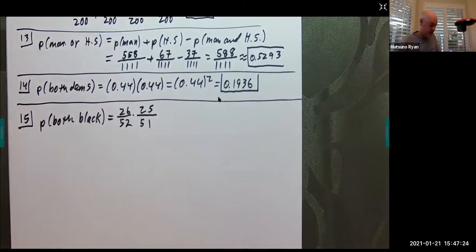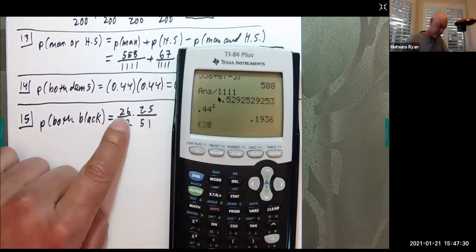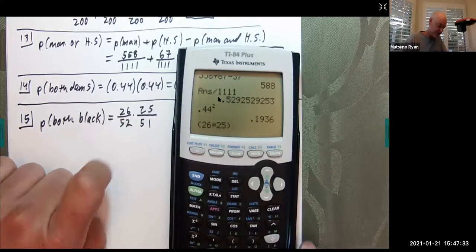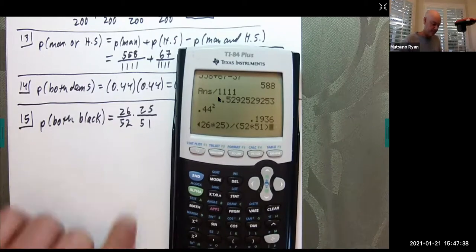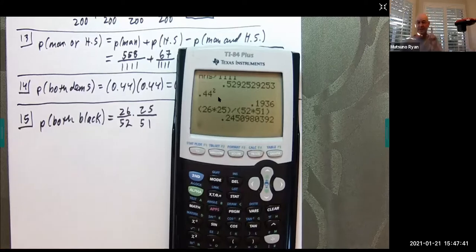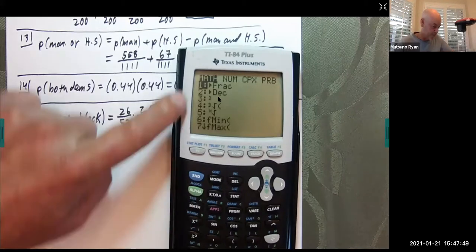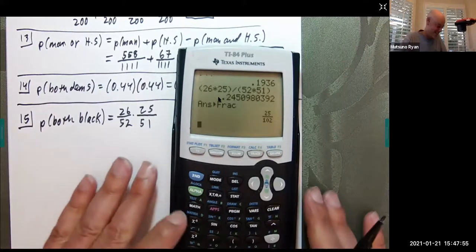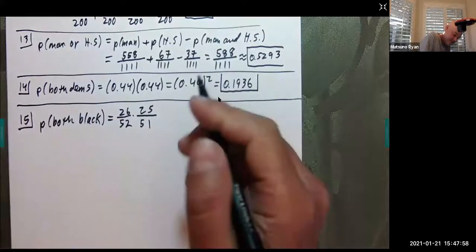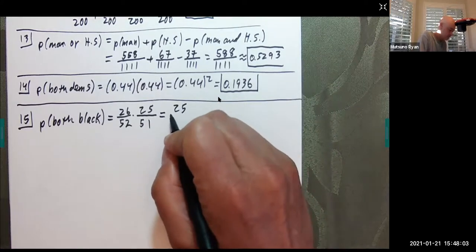And I want us to be careful here. I'm going to use parentheses. 26 times 25, close parentheses, divided by parenthesis, 52 times 51. Now you'll note I got a decimal answer and they specifically want a simplified fraction. Here's how you do that. I'm going to hit math. I'm going to convert it to a fraction. Kind of cool, huh? That's the closest this calculator has to a fraction key. 25 out of 102.